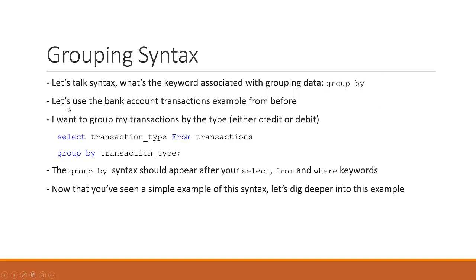So let's go back to using the bank account transactions example from before. Remember, debits, credits, etc. So let's say I want to group my transactions by their type, either credit or debit. How would I do that? Well, here's how you do it. SELECT transaction_type FROM transactions GROUP BY transaction_type.